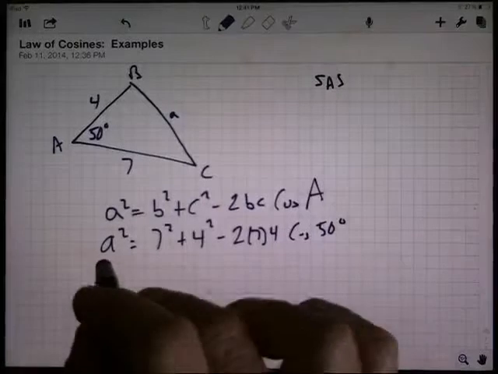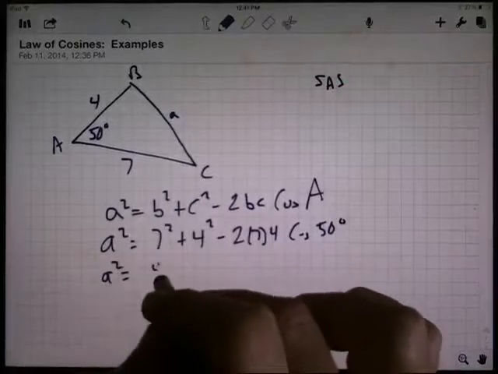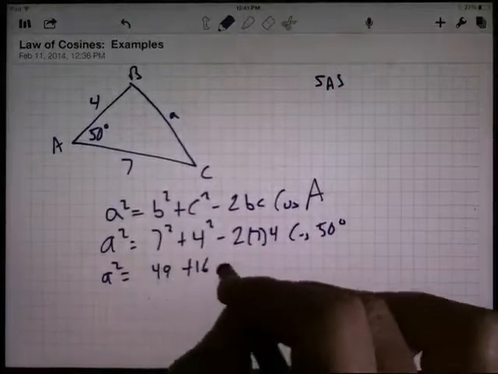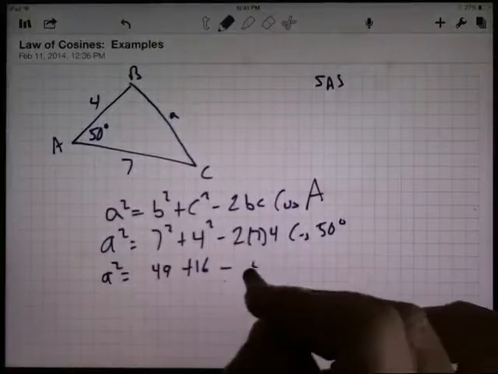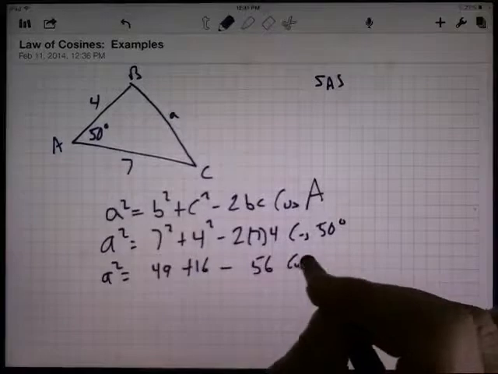Okay. So here we go. A squared is equal to 49 plus 16 minus, what's that, 56 times the cosine of 50 degrees.